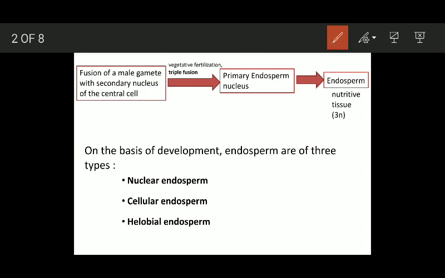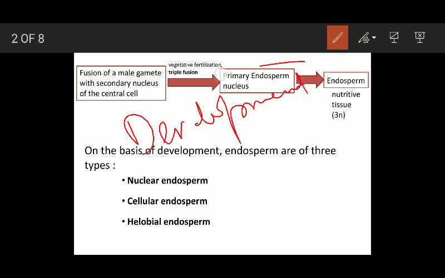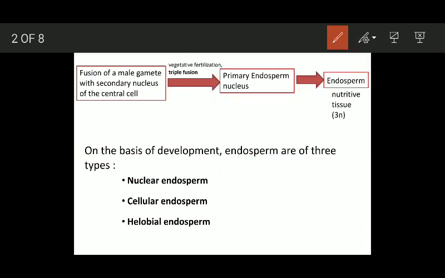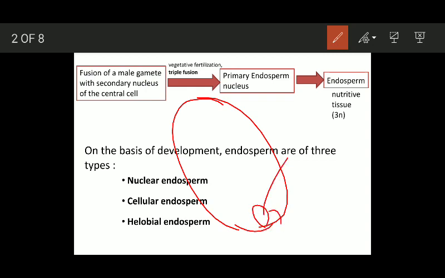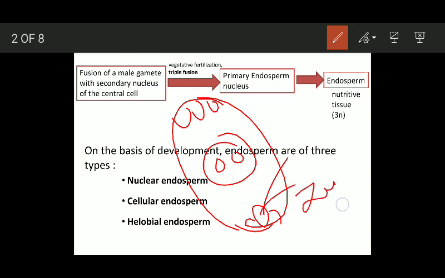Today our topic is development of endosperm. You know that the female gametophyte, or embryo sac, consists of an egg, two synergids, antipodals, and in the center we have the secondary nucleus. One male gamete fuses with the egg and forms zygote. This is very much clear to you. This secondary nucleus fuses with another male gamete and forms PEN.